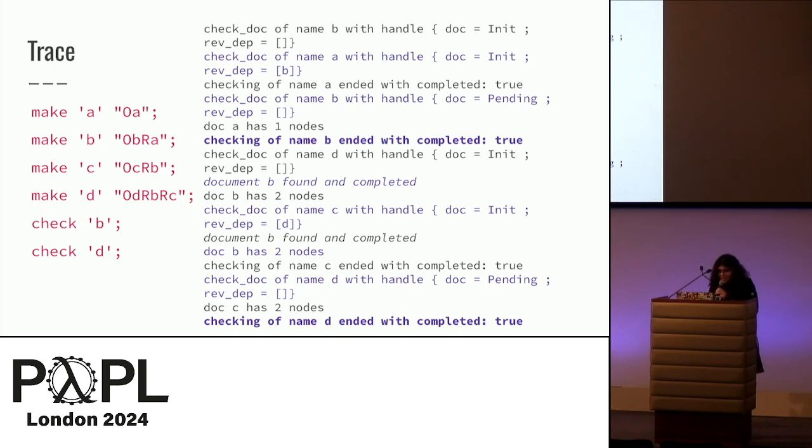Now we say check D. D is going to first try to find B, and it finds it, it's completed. It doesn't need to recheck it again. So then it's going to try to find C, and C is going to say, well, I have a reverse dependency D, and the same thing happens. Then finally you have B, which is not checked again, which is the main thing here: we are really not trying to do the same thing twice. And finally you end, and everything is good.